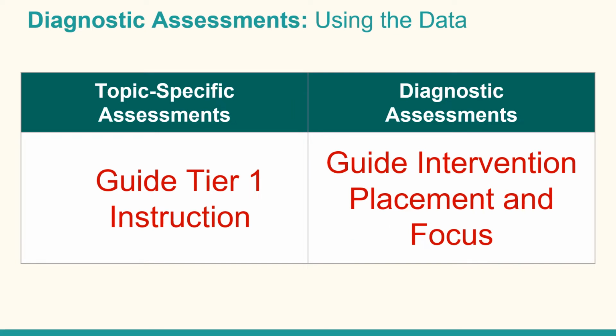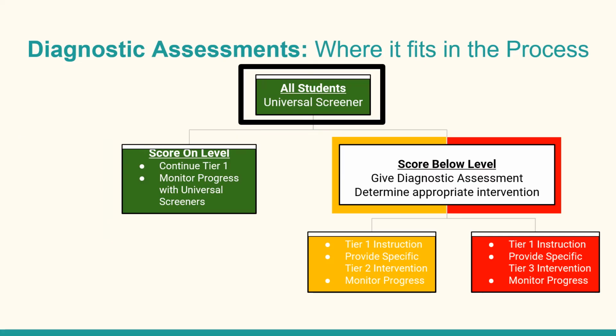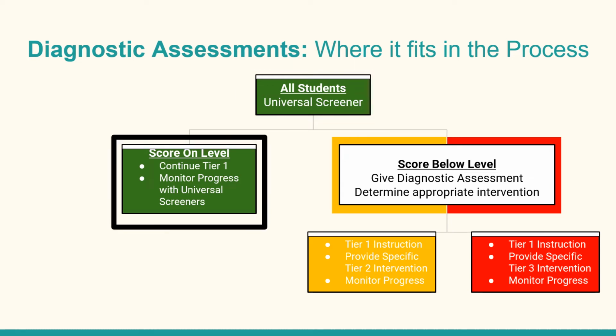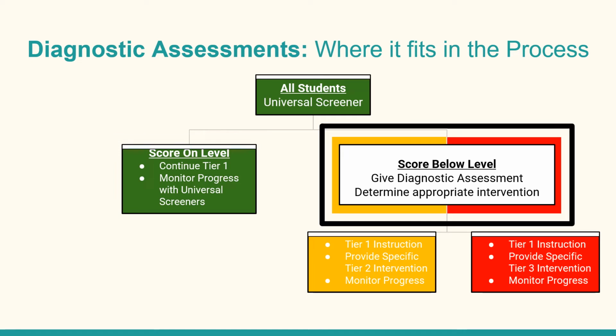So, the big takeaways when differentiating between these 2 types of assessments is that topic-specific assessments guide Tier 1 instruction, and diagnostic assessments guide intervention placement and an intervention focus. This is where a diagnostic assessment fits in with the IMTSS framework. You give all your students your universal screening assessment and analyze the data as discussed in Module 1. Students who score on grade level according to the chosen measure receive Tier 1 instruction and are screened 3 times a year using the universal screening process.